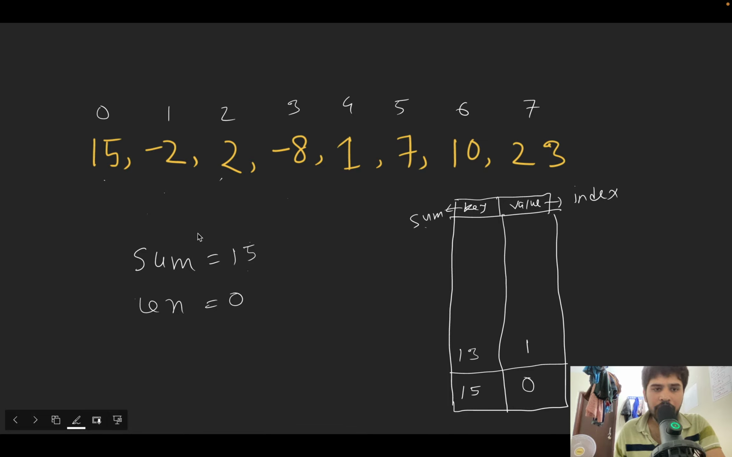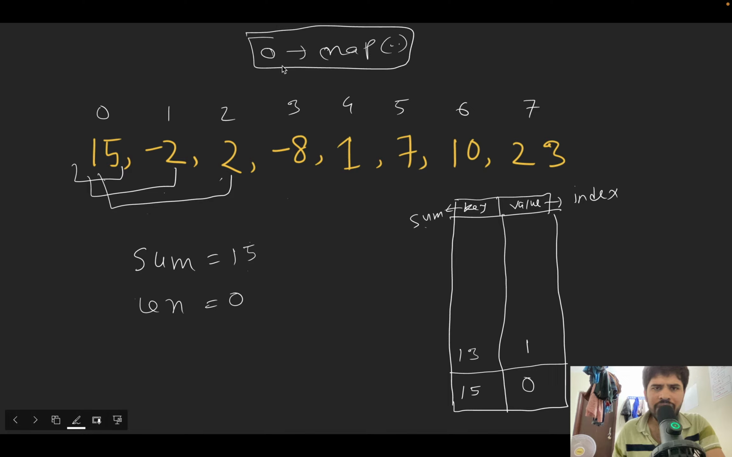So at this point sum equals 15, at this point 13, at this point sum equals 15. The total sum is 15. If we have 15 here and we see that 15 already exists in our hash map, and this is the sum of contiguous elements from index 0 to a certain index, the index we have in our map. So we have the summation from index 0 up until whatever index we have for that summation in our hash map.